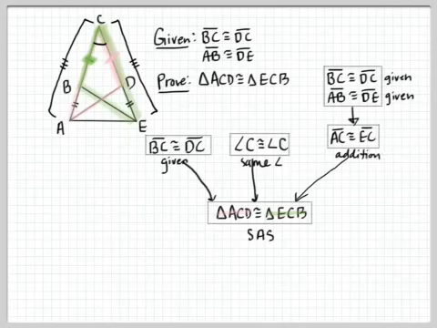Take a look. BC plus AB is AC. DC plus DE is EC. And that's it. I'm done. I've shown these triangles are congruent by SAS. Pair of sides, pair of angles, pair of sides.